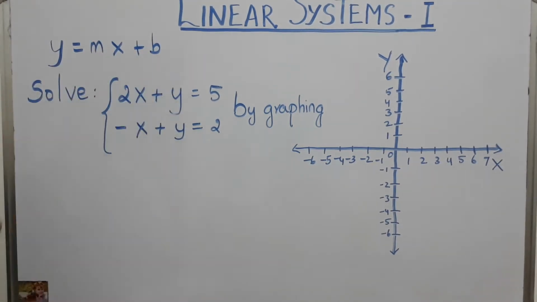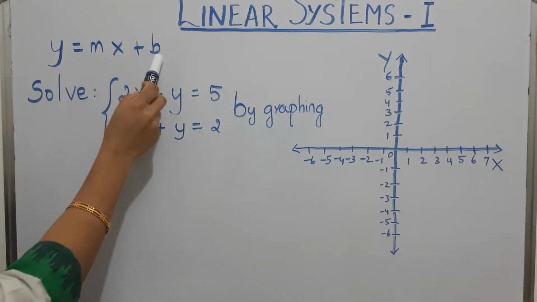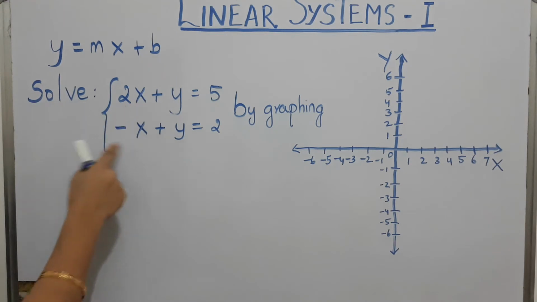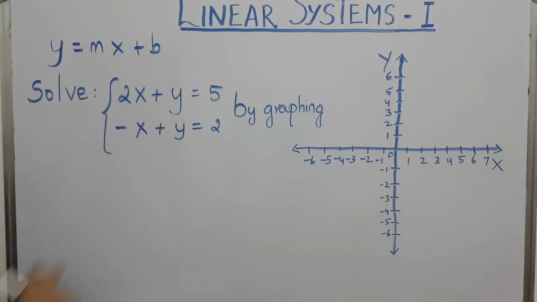This is the general form for a linear equation. It has an x variable and a y variable, m is the slope and b is the y-intercept. These two equations are examples of a linear system. Here they have the same variables, x and y, so we can call this a linear system.